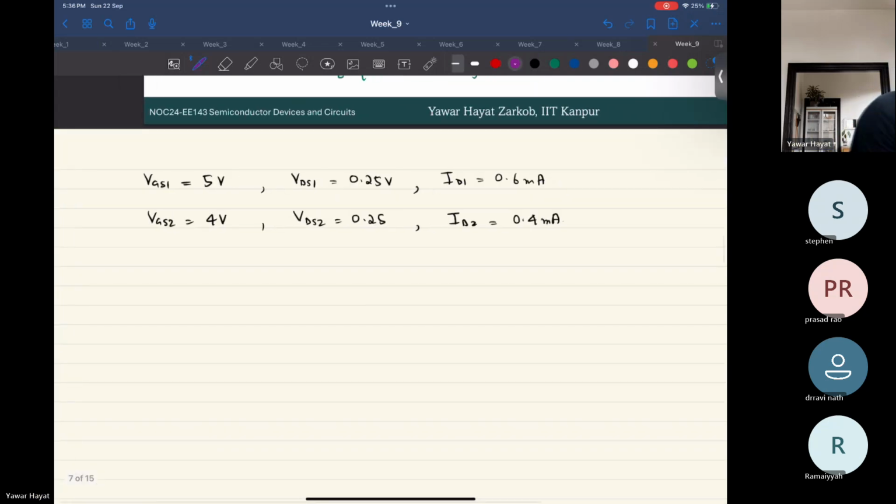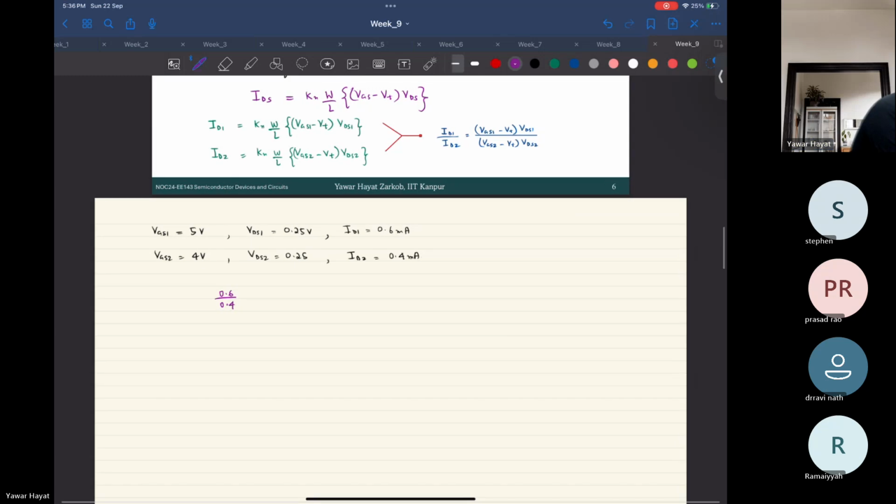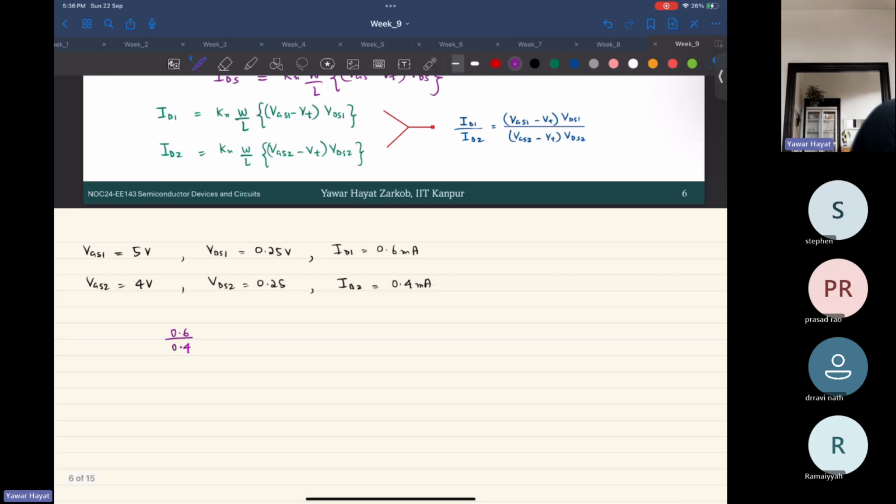Then if I plug these values into this equation, I'll get 0.6 by 0.4 equal to VGS1 minus VT, that is 5 minus VT. VT is something that we need to compute. And 4 minus VT. And of course, there is this 0.25 and 0.25, which will cancel out.